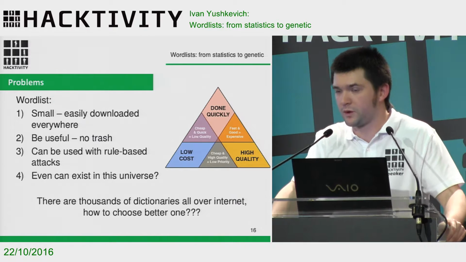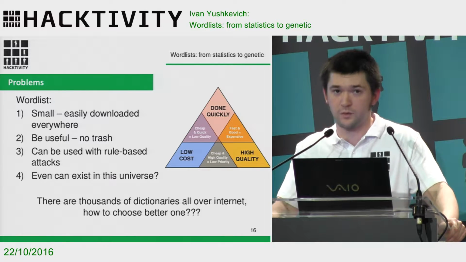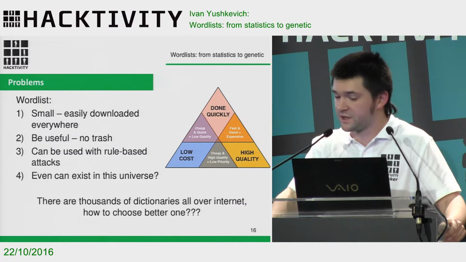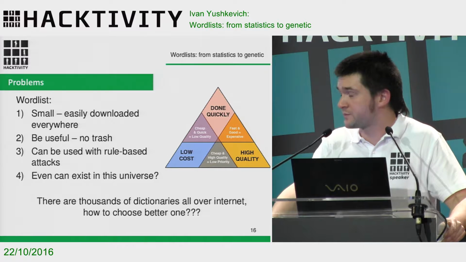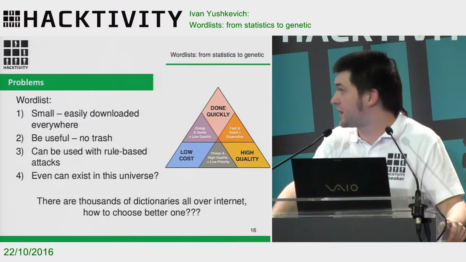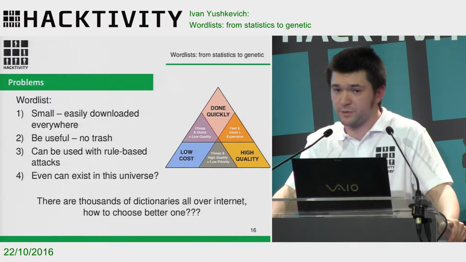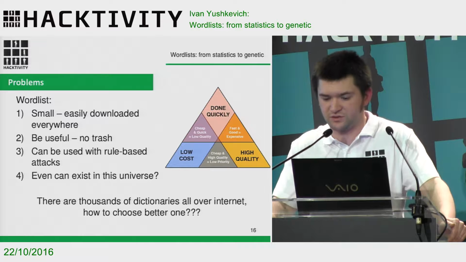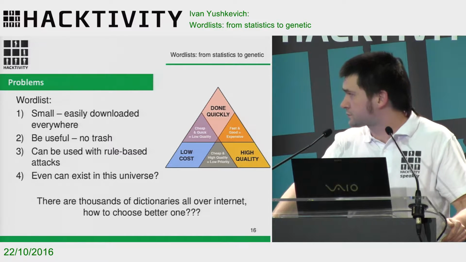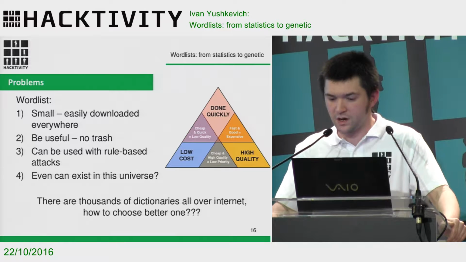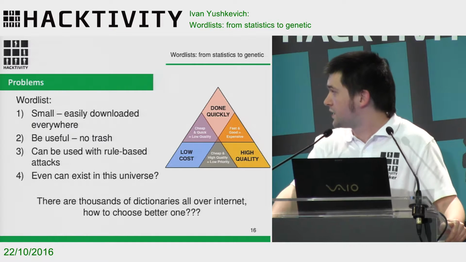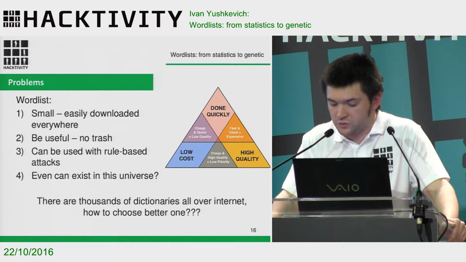But we need to pick a word list that might have some features. It must be small and can be downloaded easily and stored on the hard drive with no problems. It must be useful, so it mustn't contain trash, and it can be used with rule-based attacks. There are really a lot of word lists all over the internet. So how can we choose the right one?